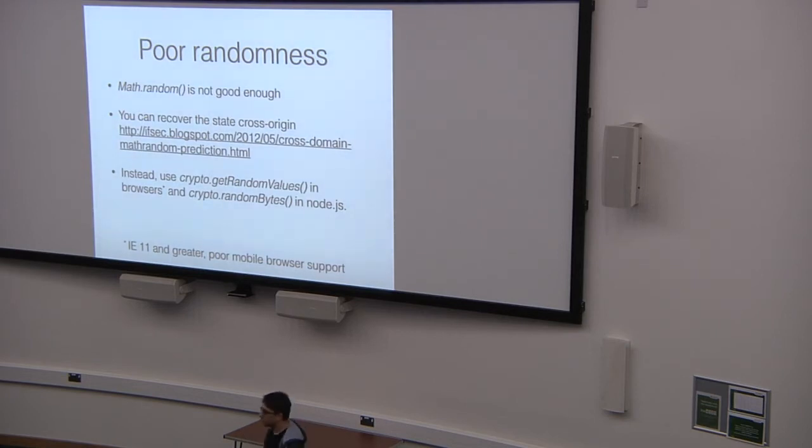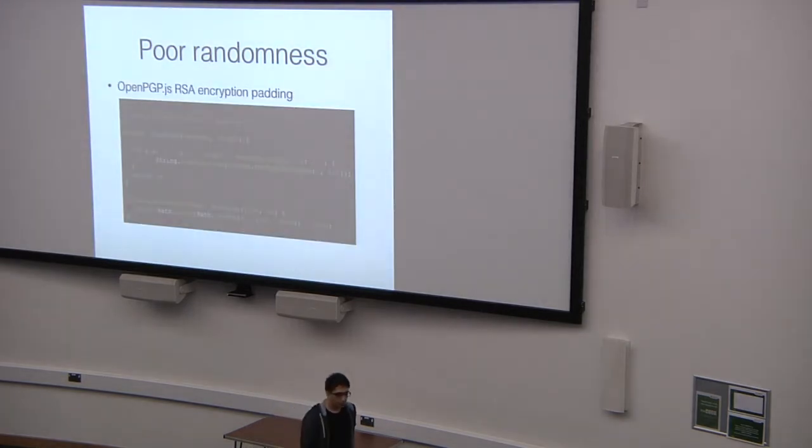people still use Math.random. For example, in OpenPGP.js, an OpenPGP implementation in JavaScript, there was an RSA encryption padding, according, of course, to the specs. And it used a pseudo-random function here to construct a padding for RSA. And this is actually essential to RSA security, that the padding being done here is unpredictable by the attacker.